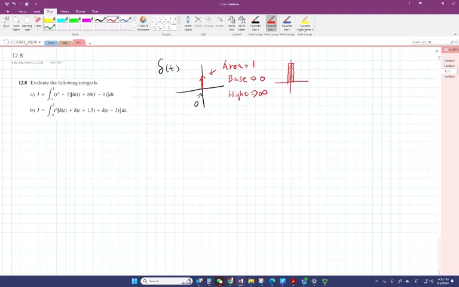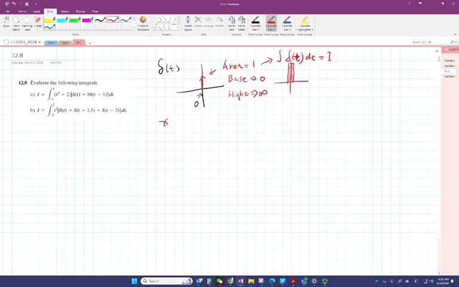So if you integrate, how do you get the area of this one? If you integrate this delta function, delta t dt, then you will find the area is equal to 1. Okay, that's the first thing you need to know about the delta function.